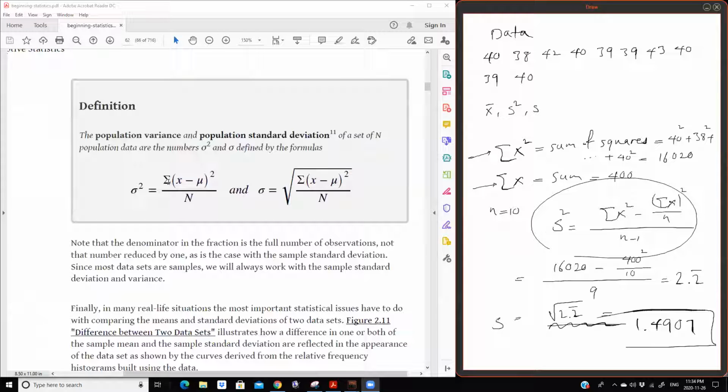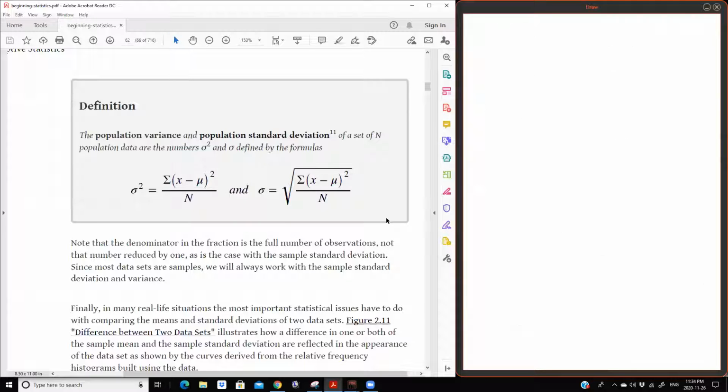What if you're dealing with the population? If you're dealing with the population, not with a sample, then you can calculate the population variance, and you can calculate the population standard deviation. The only difference is that at the bottom, rather than having lowercase n minus 1, you have just n. So you see the difference between the formulas?